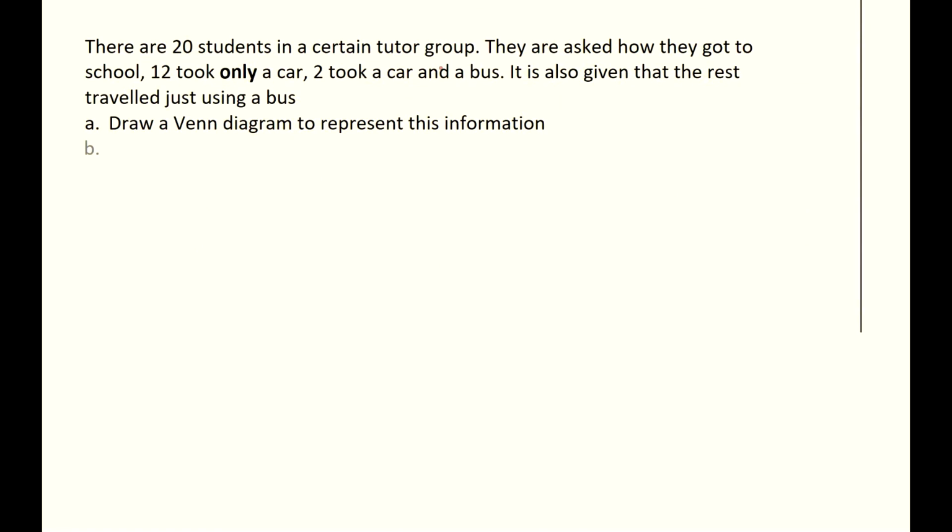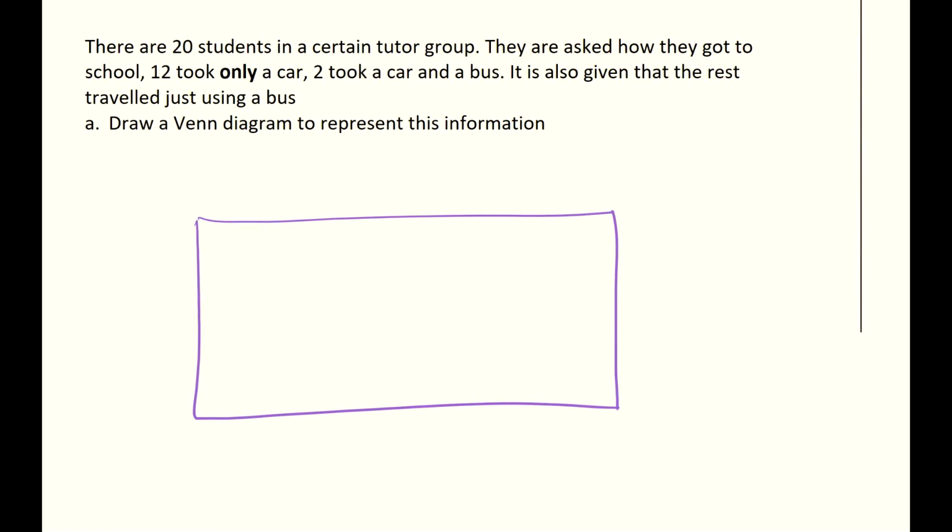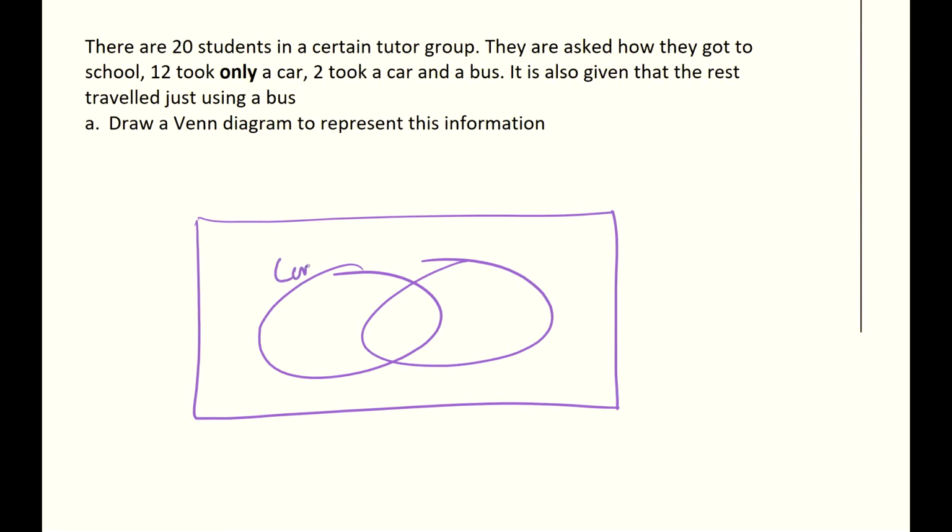Next question. There are 20 students in a certain tutor group. They were asked how they got to school. 12 took only a car, 2 took a car and a bus, and it's also given that the rest travelled just using a bus. We want to draw a Venn diagram to show this information. So always start with a box. We only have 2 options, which means we only need 2 circles. I'll label them as car and bus.